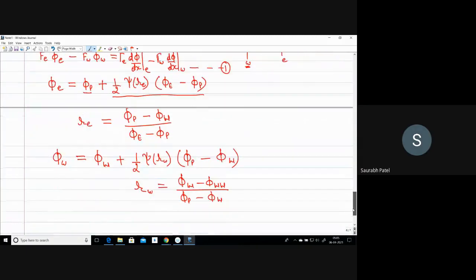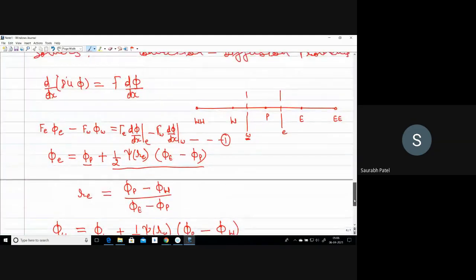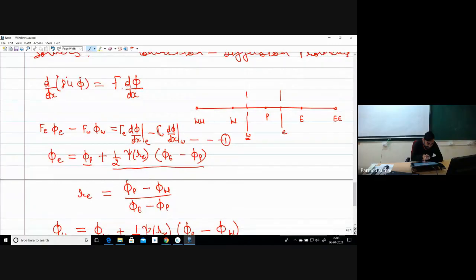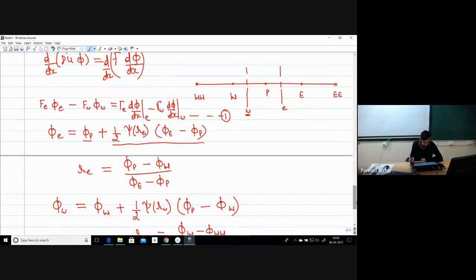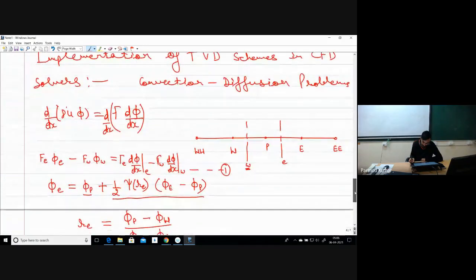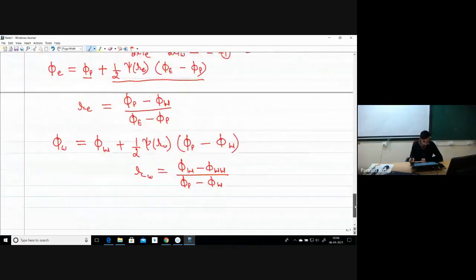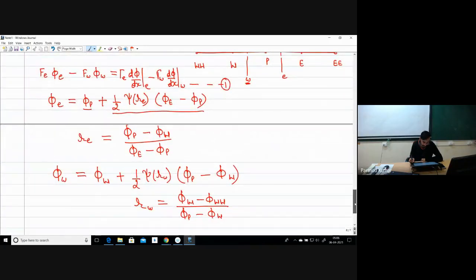Yes, sir. In convection diffusion equations, d by dx outside from gamma d by dx. Here, yeah. So it will be something like this. Then we have to integrate this. Then we will be getting this. Yeah. So this equation was wrongly written. This one only you were saying, na? Yes, sir. Okay.